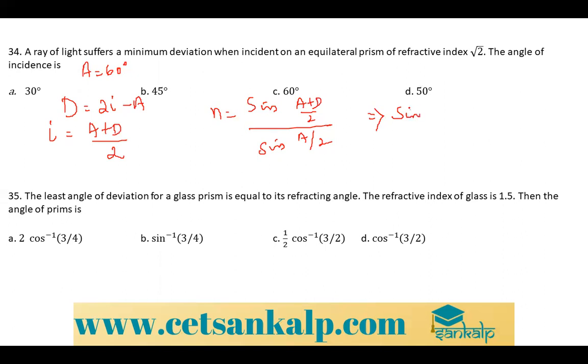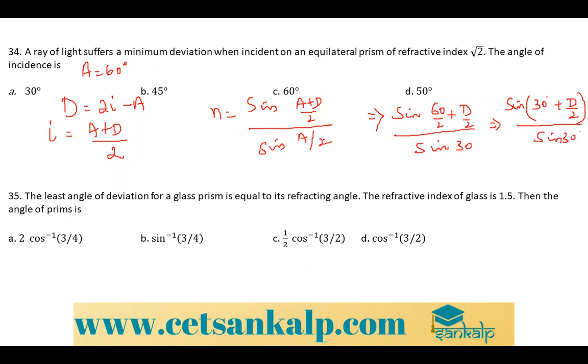sin of (60 by 2 plus D by 2) whole divided by sin of 60 by 2, which is 30. So this is sin of 30 plus D by 2, whole divided by sin 30.